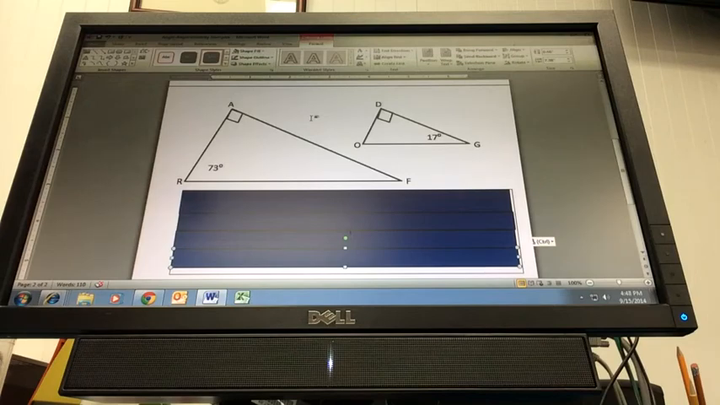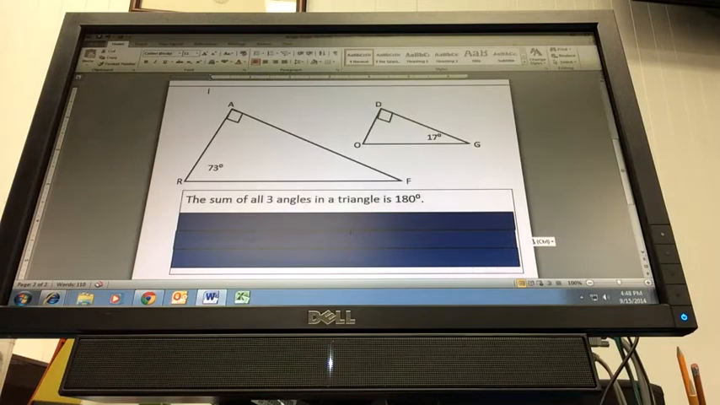Now the next example that we're going to look at is, again, two right triangles, but now instead of looking at stripes or just seeing if an angle is congruent, we're going to look at the measure of the angles to see if we can prove that these two triangles are similar. Now, we know that they're both right triangles because of the square in the corner, so we also know that the sum of all three angles in the triangle is 180 degrees.